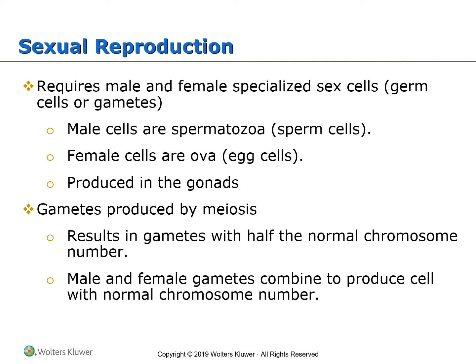One is a male and one is a female, that each will bring in specialized cells that are designed and produced specifically for perpetuation of the species. Those specialized sex cells are called gametes and/or germ cells. And in case of the male, they are called spermatozoa or spermatozoon, or simply sperm cells. And in the female, they are called ova or ovum or eggs.